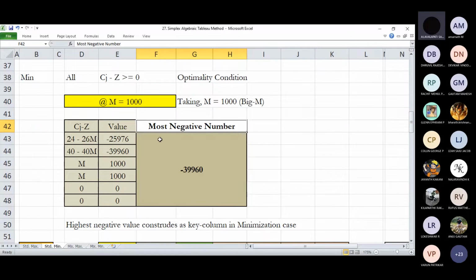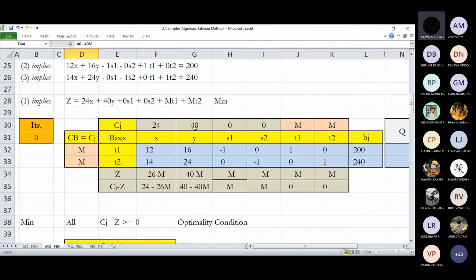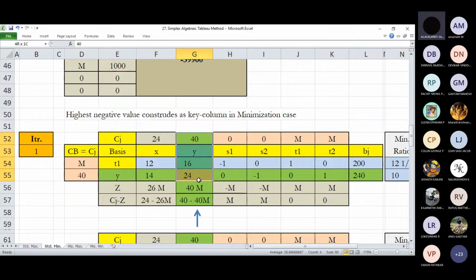Remember, in the maximization case, we'll be finding the most positive number. In a minimization case, we'll be finding the most negative number. So the most negative number is this, which corresponds to 40 minus 40M. So that will become our key column, right? When I hover over, that will become our key column. So the entering variable is y, and we need to find the key row to determine the leaving variable.